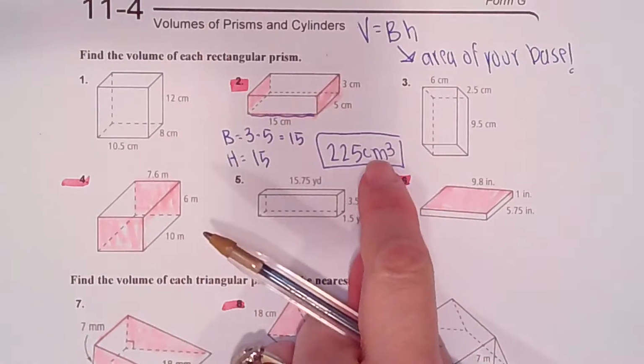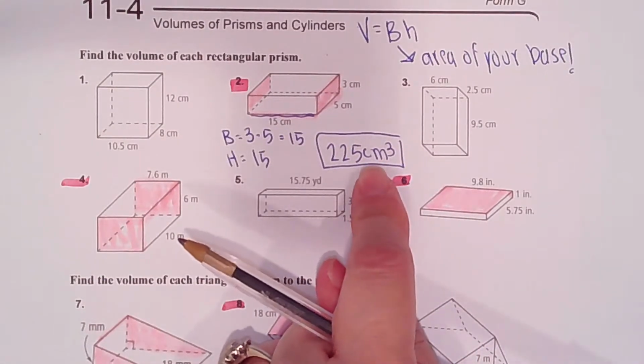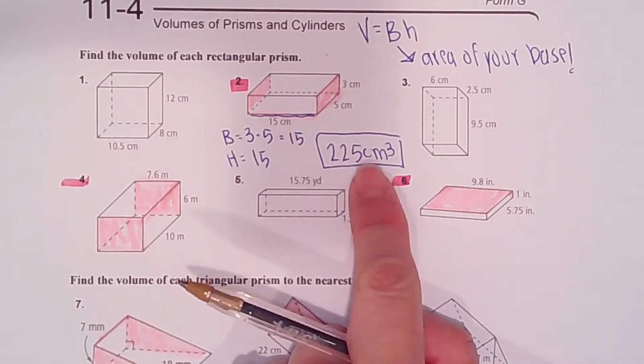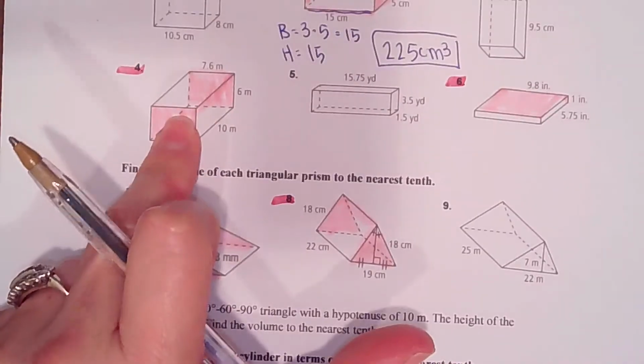But don't worry about the units and stuff. We're not going to have you put those in there in the Go Formative. So just 225 will do. All right, here is another one.